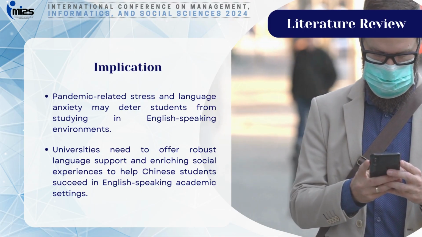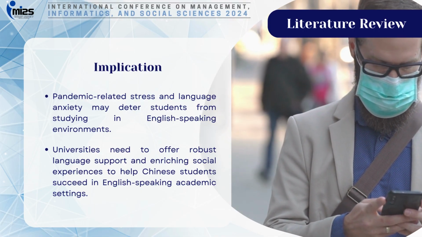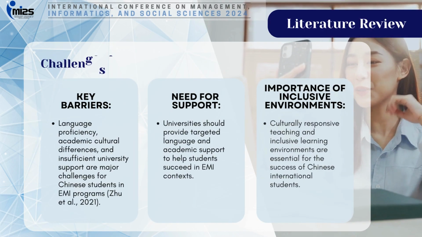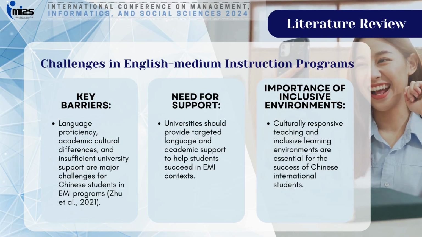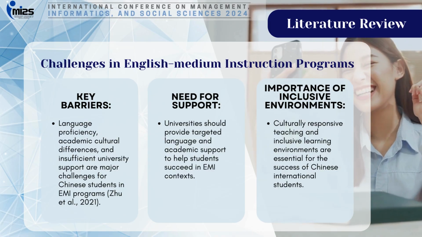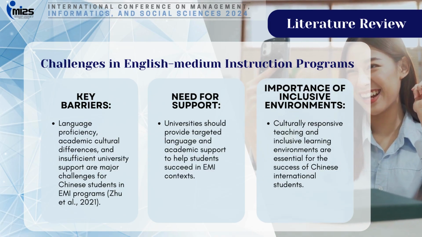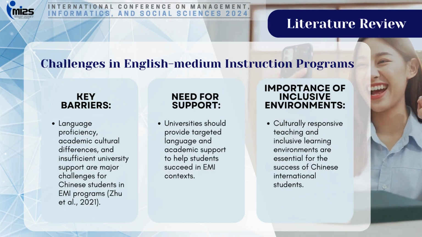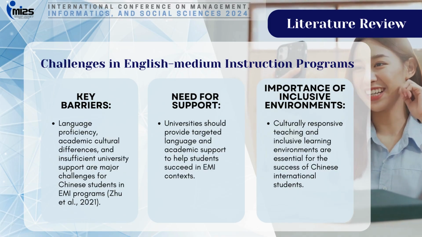This highlights the need for universities to provide strong language support programs and enriching social experiences to help Chinese students succeed. Now let's move to the challenges faced by Chinese students in English medium instruction, or EMI, programs. First, key barriers. Zhu et al. 2021 found that Chinese students in EMI programs face significant barriers such as language proficiency, academic cultural differences, and a lack of university support. These factors greatly affect their academic success.